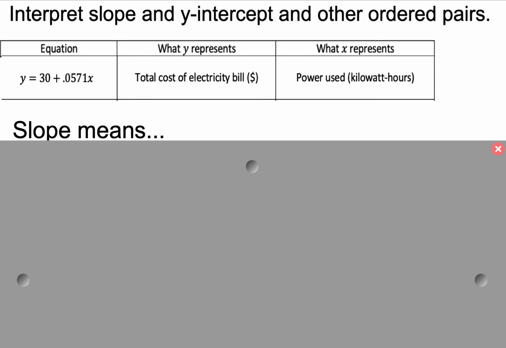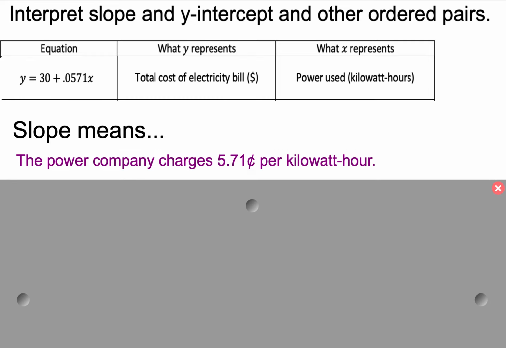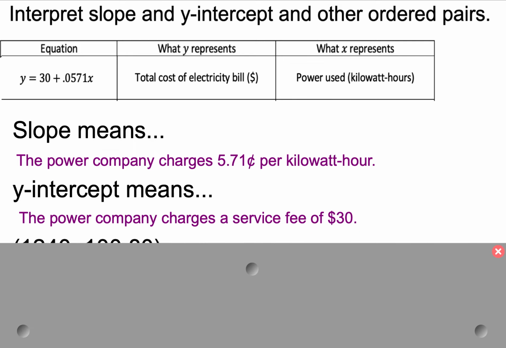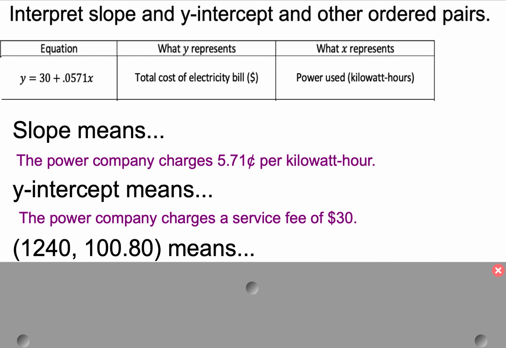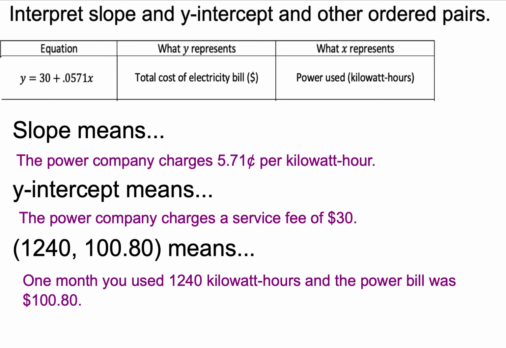Y equals 30 plus 0.0571x. Y represents the total cost of an electric bill, and x represents the power used in kilowatt hours. The slope is 0.0571, and that means the power company charges 5.71 cents per kilowatt hour. And the y-intercept of 30 means the power company charges a service fee of $30. That's just the fee for being hooked up before you use any electricity. And then the point (1,240, 100.80) means that in one month you used 1,240 kilowatt hours and the bill was $100.80.